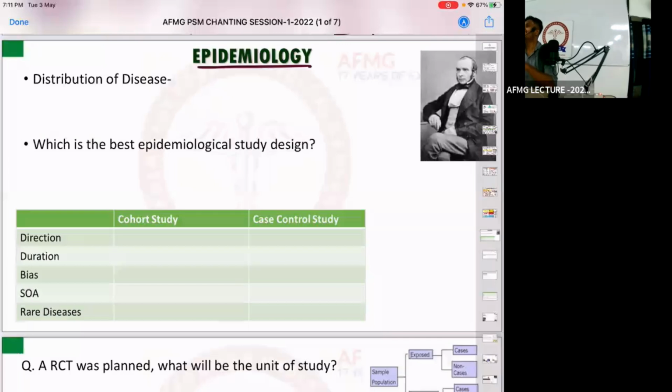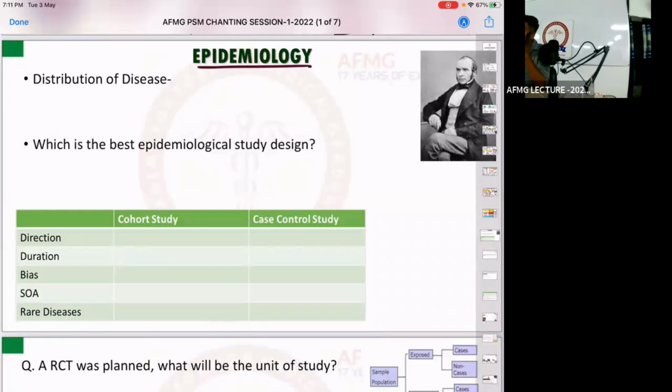Epidemiology is the study of disease based on 3 parameters. The first is distribution of the disease. That means the disease is more prevalent in time, place, or person. In which place it is more prevalent, in which sex, in which age group. That is the study of disease based on distribution.